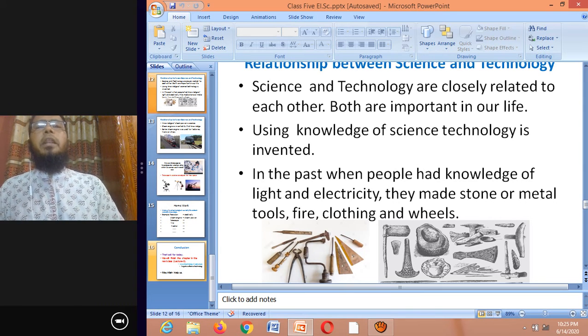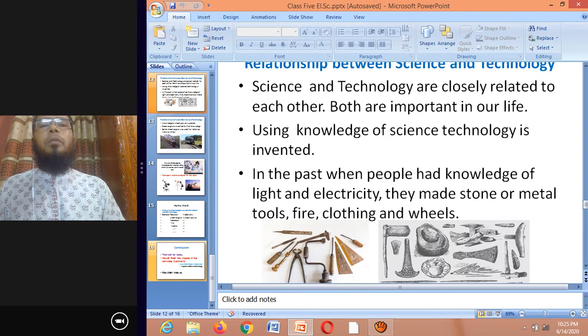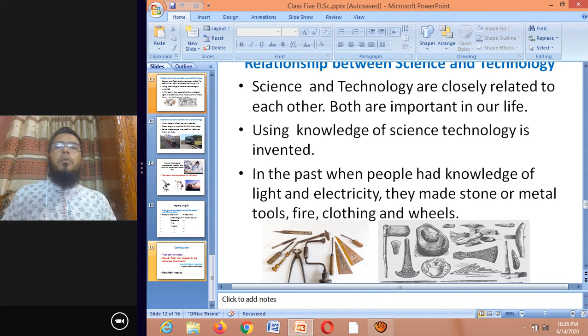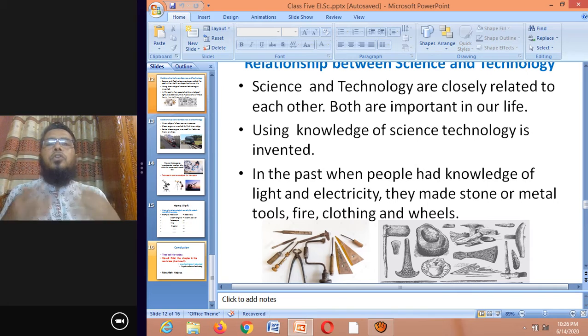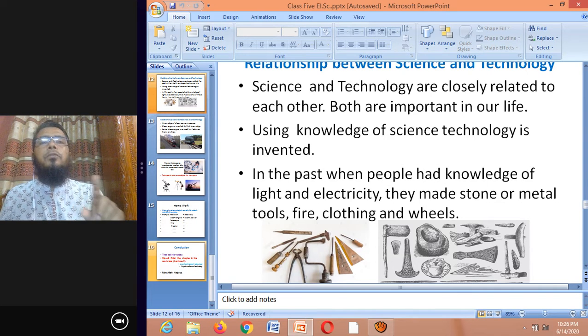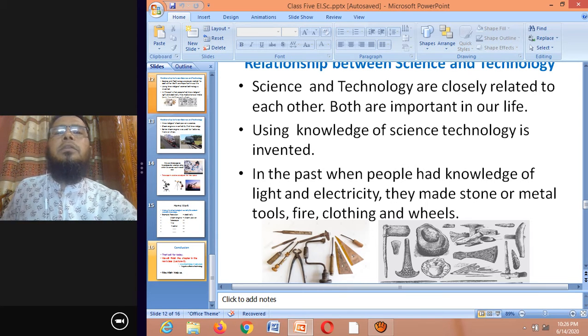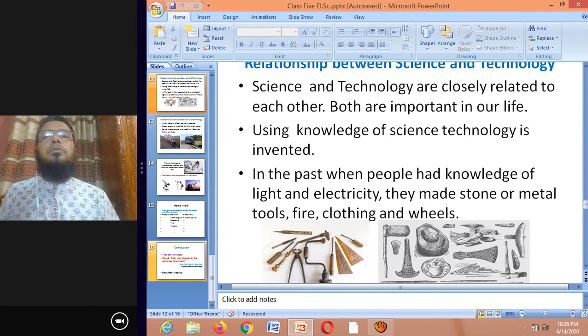Scientists have studied the natural world to explain natural phenomena without a purpose of solving practical problems. They have discovered scientific knowledge such as electricity and light. On the other hand, people have invented technologies to solve practical problems for improving their life. They have invented simple technologies such as stone tools, fire, clothing, metal tools, and wheels.